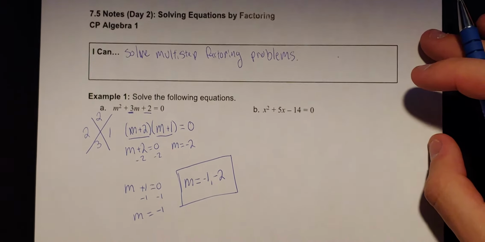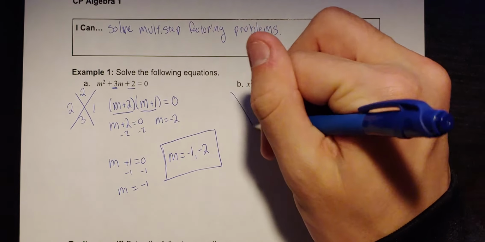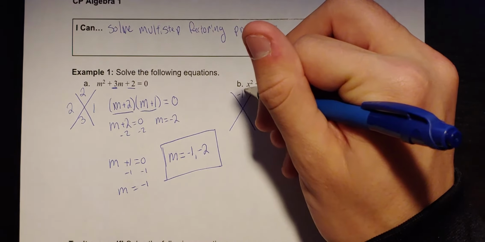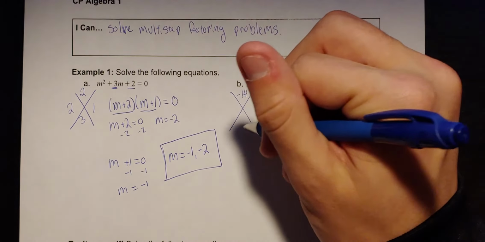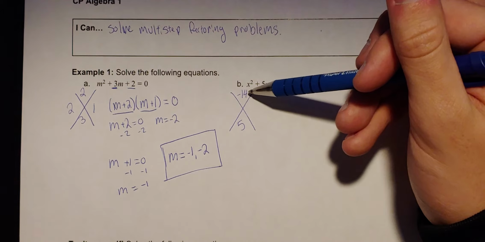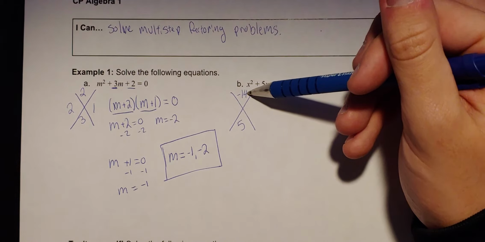So I'm going to do the same thing on b now. Start by making my x. This one's a little trickier because we have to find two numbers that multiply to negative 14 but add to 5. So because I'm multiplying to get a negative product as my answer, okay, that means one of my solutions has to be negative and one of them has to be positive.